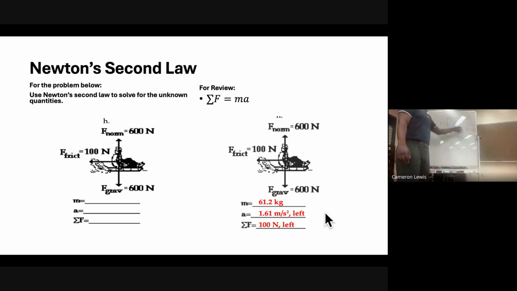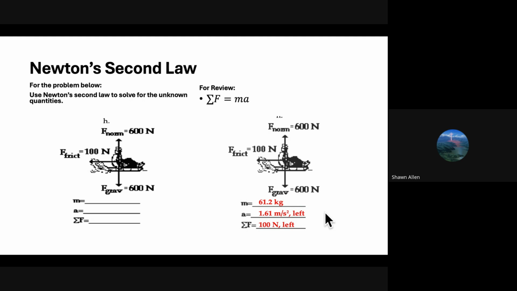Yeah, say this A was divided by 61.2 instead of multiplied. Right here I'm multiplying. But if it was divided, then I would have to multiply. That's not a physics thing, that's just a math thing. Does that make sense? That makes sense.